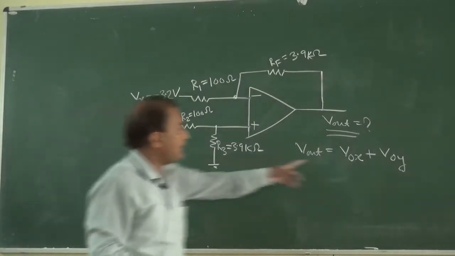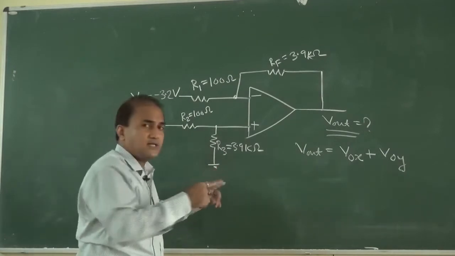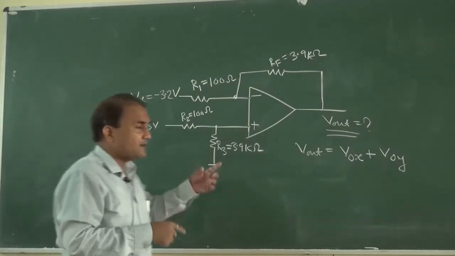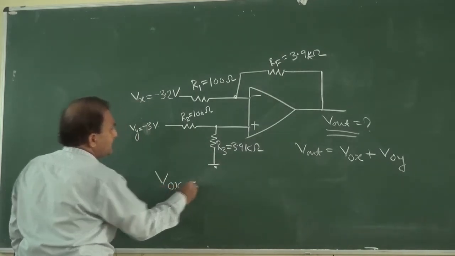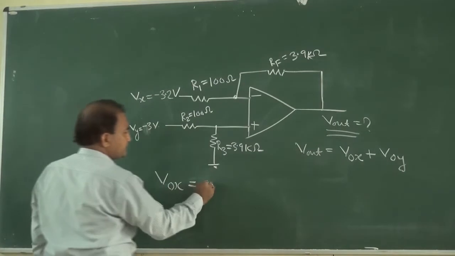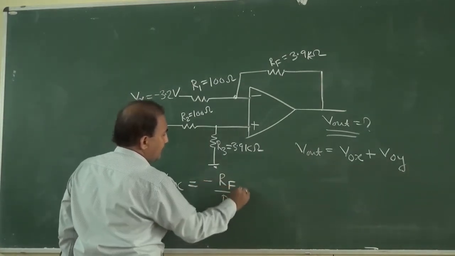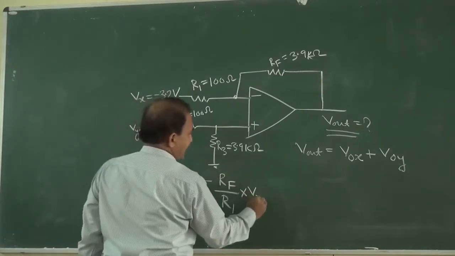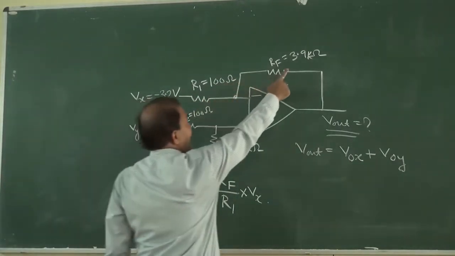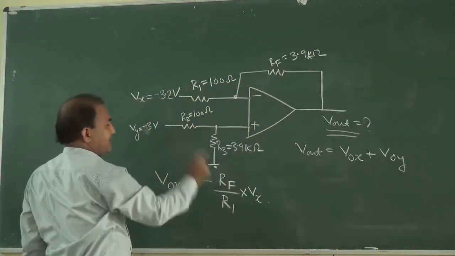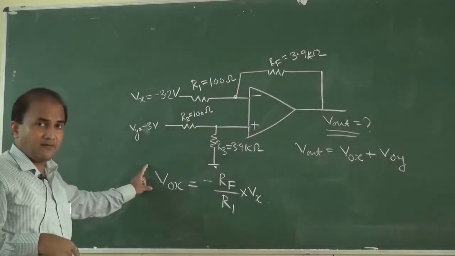Vox is V output due to Vx. Okay, and by the superposition theorem we can get V output. So how can we determine Vox? Vox is equal to minus Rf by R1 into Vx. Rf is 3.9 kilo ohm, R1 is 100 ohm, Vx is minus 3.2 volt. So in this way we can determine Vox.